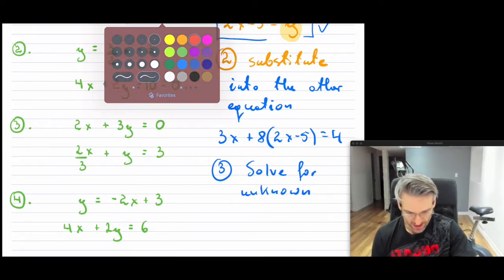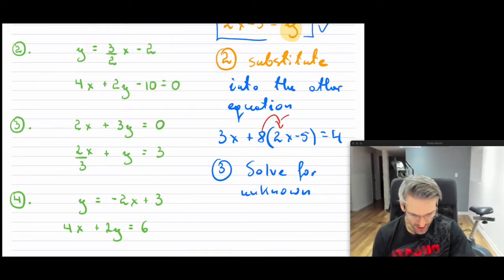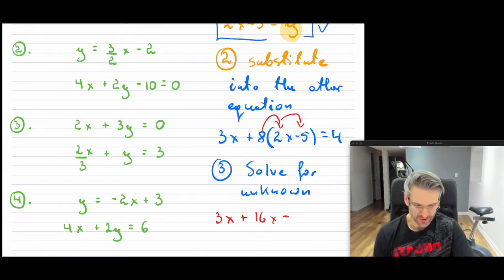So I'm going to take my 8, I'm going to remove these brackets here. So I just have 3x plus 8. Actually, it's 8 times 2. So it's going to be 16x minus, now it's 8 times 5, which is 40, equals 4.